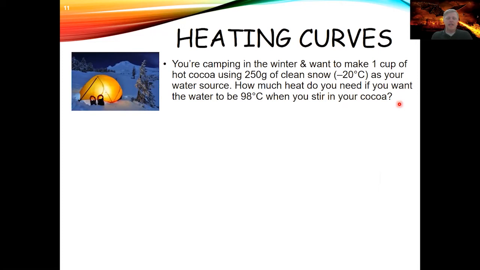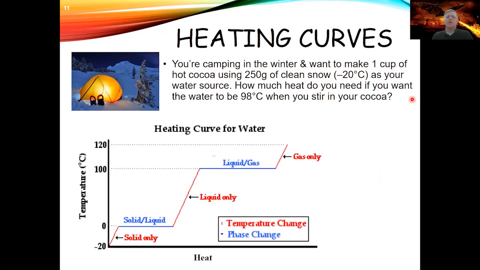Let's figure out exactly what happens here by looking at what we call a heating curve. So on a heating curve, what we have is heat on the x-axis and temperature on the y-axis.